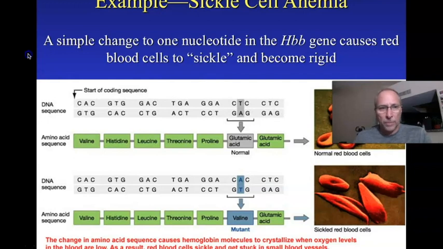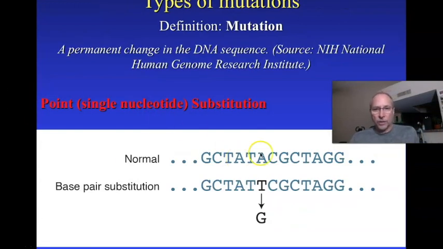But this particular type of change that we have is called a mutation because, again, remember, a mutation is by definition a permanent change of the DNA sequence. And this is a permanent change. This codon went from GAG to GTG.